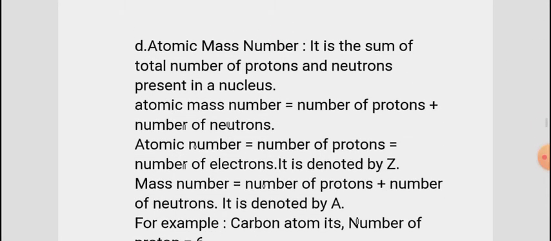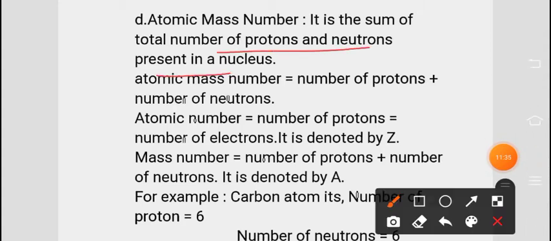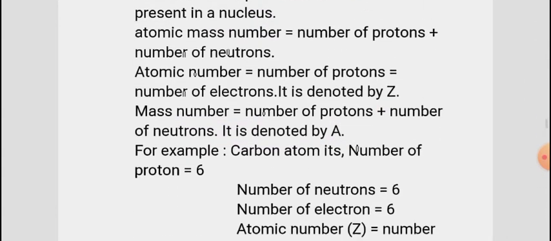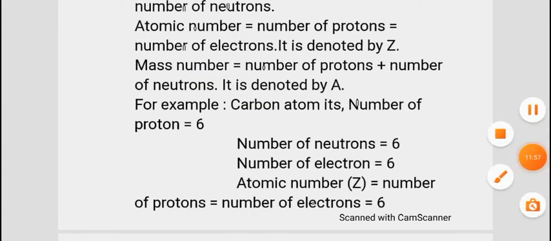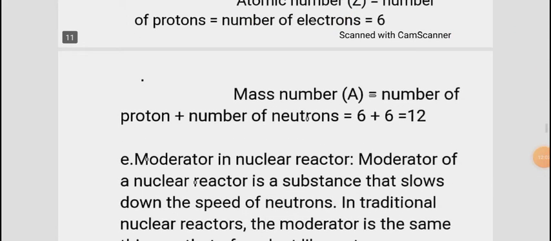Next is atomic mass number. It is the sum of the number of protons and neutrons present in a nucleus. So we can say addition of number of protons and number of neutrons, and it is denoted by capital Z. And mass number is number of protons plus number of neutrons and denoted by A. Here is the example. Just go through it. We have seen this type of example in the previous question also.